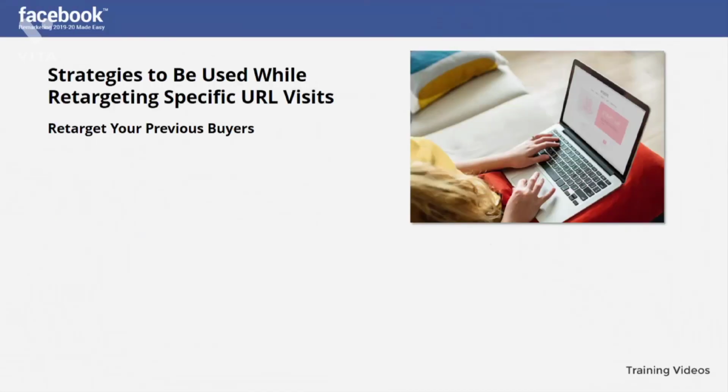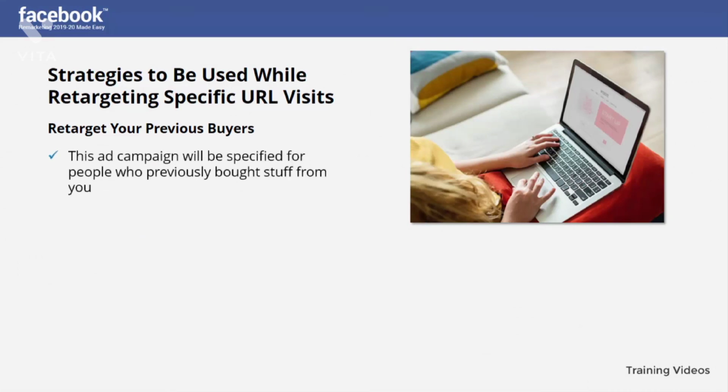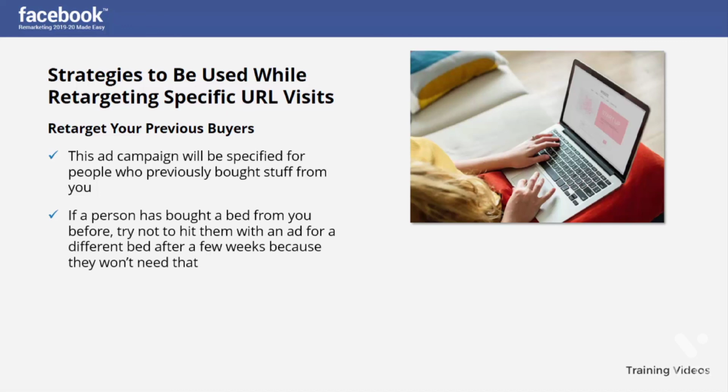Retarget your previous buyers. This ad campaign will be specified for people who previously bought stuff from you. You will have to target them with ads of products similar to their previous purchase or something complementary to it. Take your time and make groups of your buyers. If a person has bought a bed from you before, try not to hit them with an ad for a different bed after a few weeks because they won't need that.